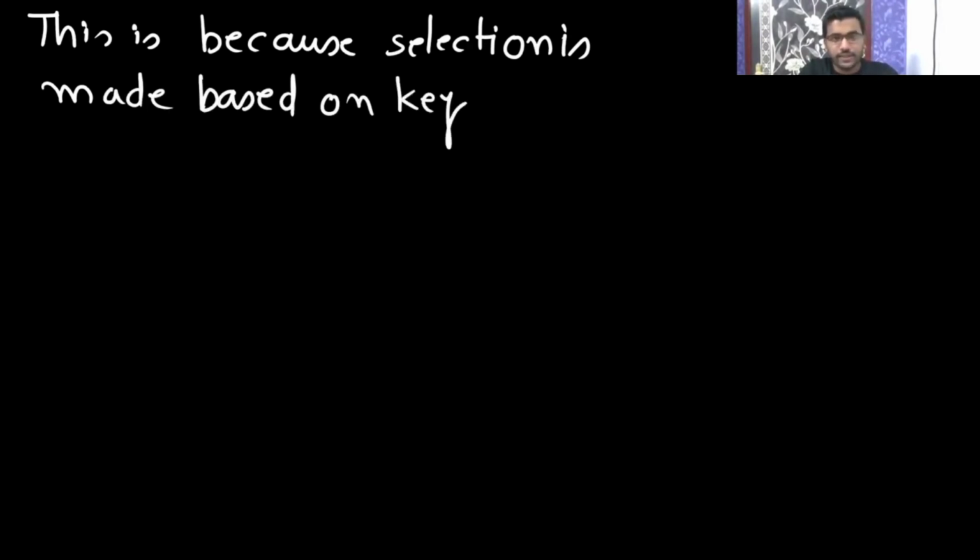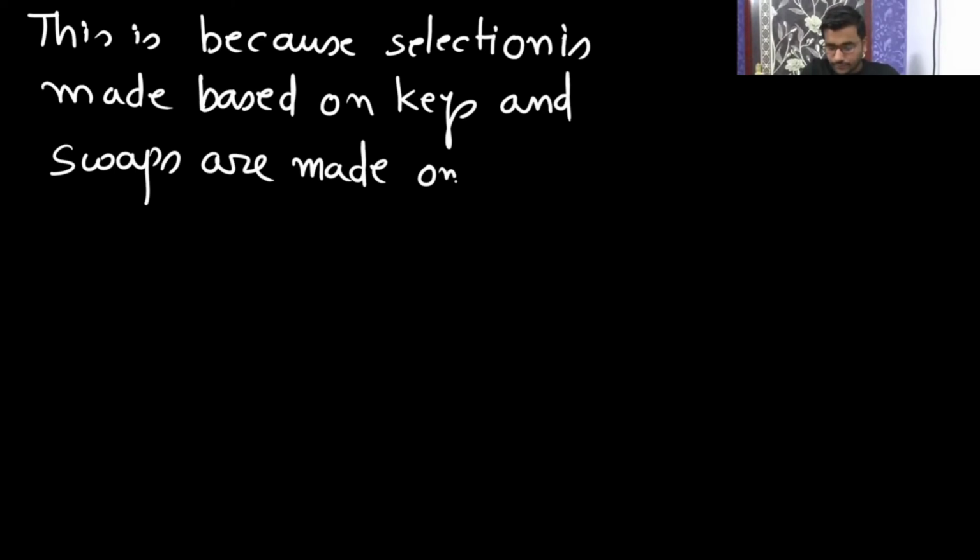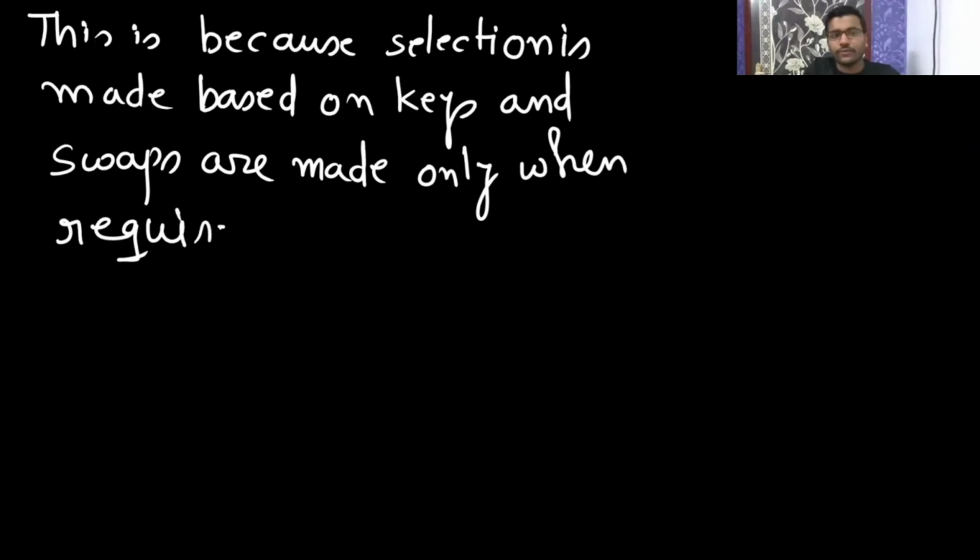This is because selection is made based on keys, and swaps are made only when required. See, here we are not always doing the swap. We are doing the swap only when required. So this is because selection is made based on key, and swaps are made only when required.